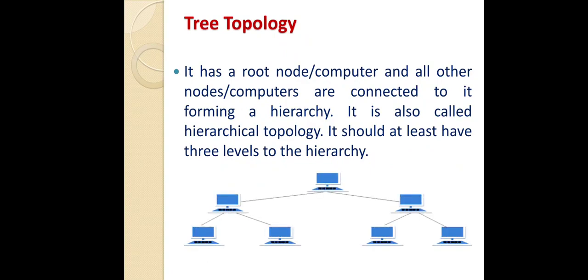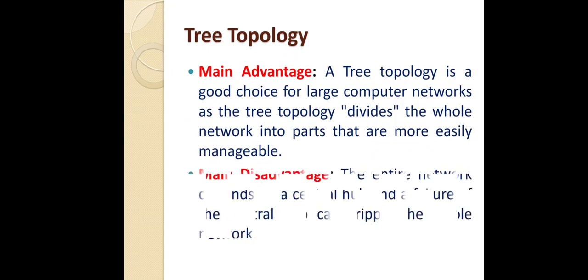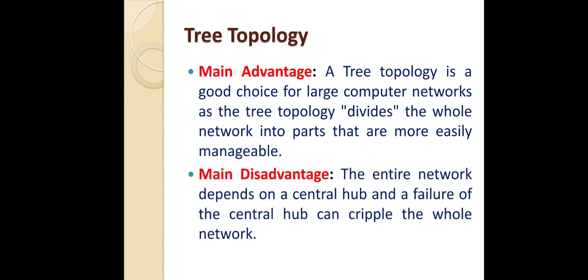It has a root node and all other nodes are connected to it, forming a hierarchy. That is why it is also called the hierarchical topology. It should have at least 3 levels to the hierarchy. The advantage of this topology is that a tree topology is a good choice for large computer networks, as the tree topology divides the whole network into parts that are more easily manageable. While the disadvantage of this network is that the entire network depends on the central hub, and a failure of the central hub can cripple the whole network.